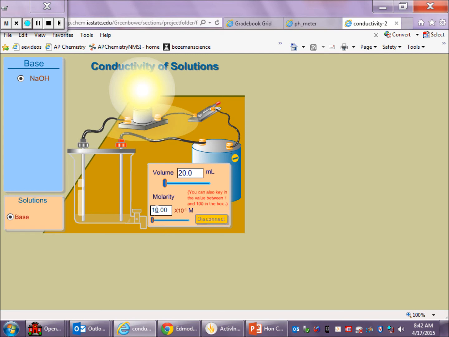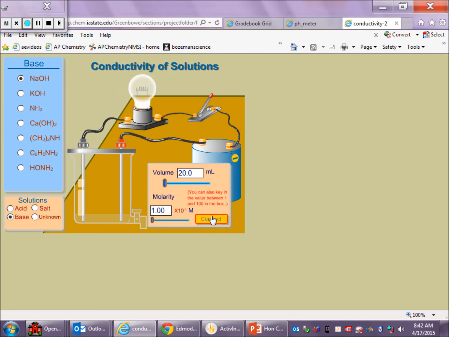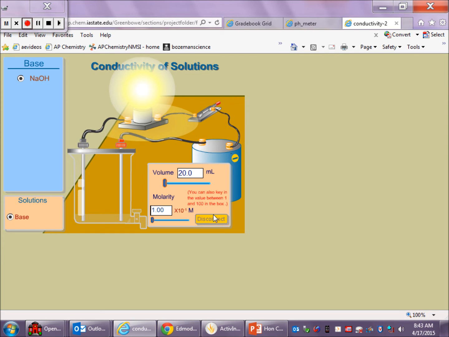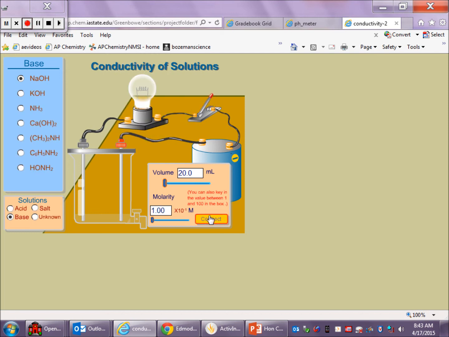Okay, dilute one more time. Let me disconnect first and then connect it. Okay, still connected. It still conducts. It's still a good conductor. A little bit lighter, but it does conduct. Disconnect it. Now let's check ammonia.